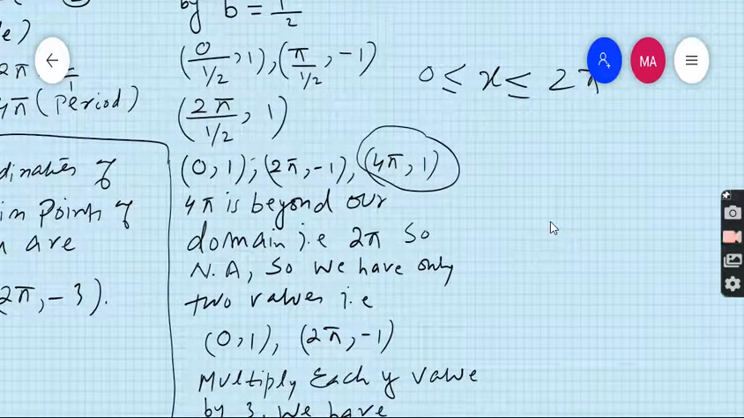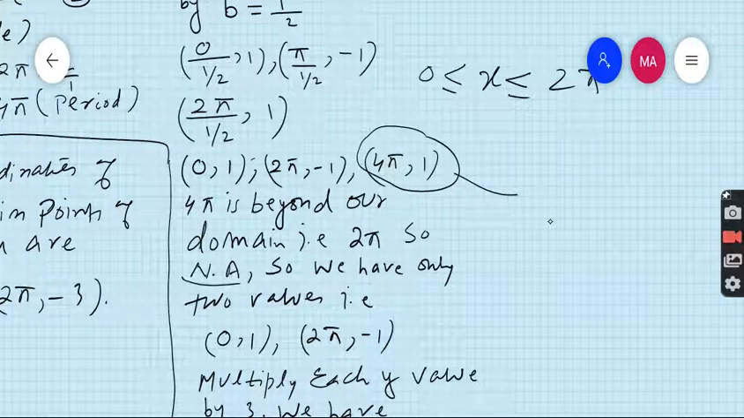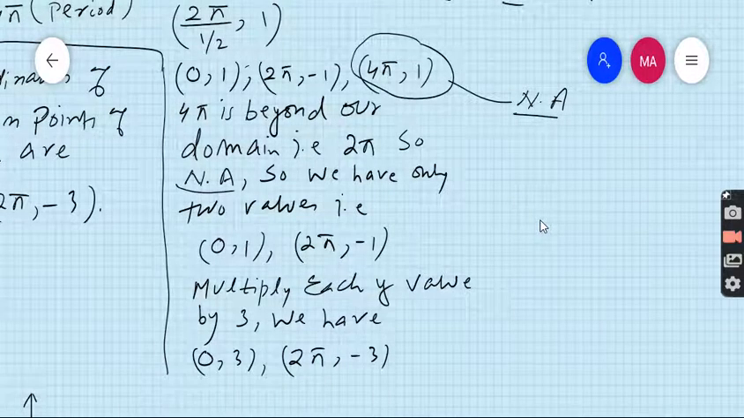So what I wrote, 4 pi is beyond our domain, that is 2 pi. So not admissible. 4 pi comma 1 is not admissible. So we have only two values, that is 0 comma 1 and 2 pi comma minus 1.